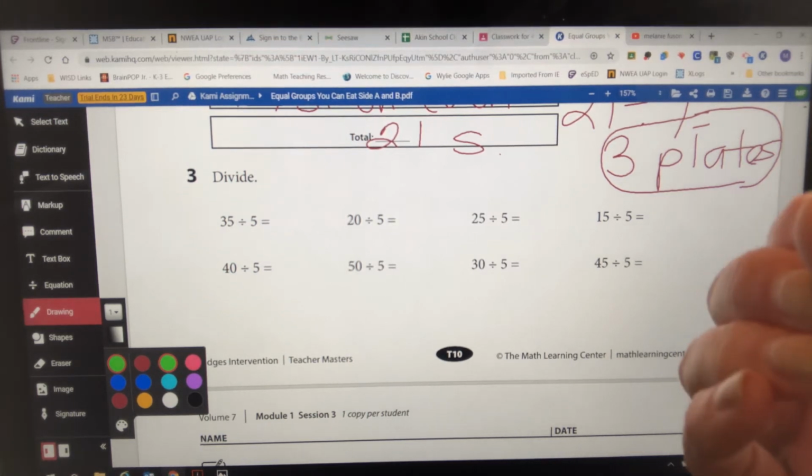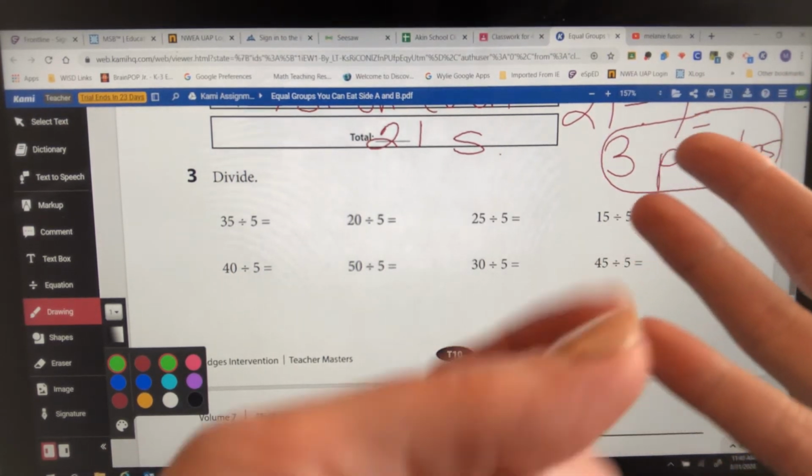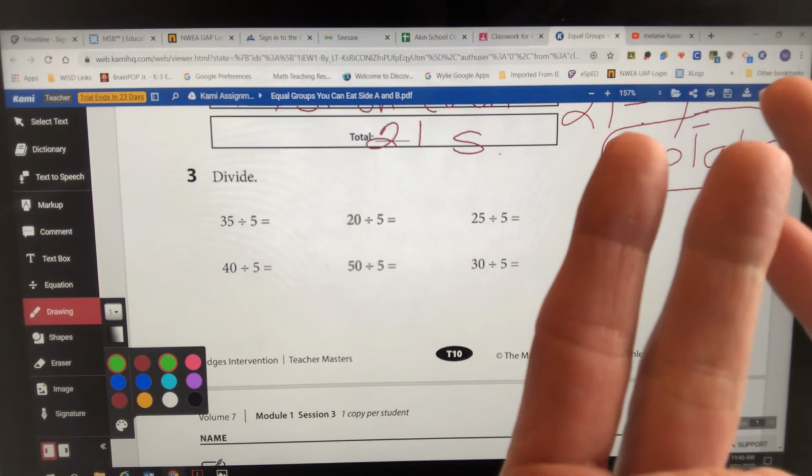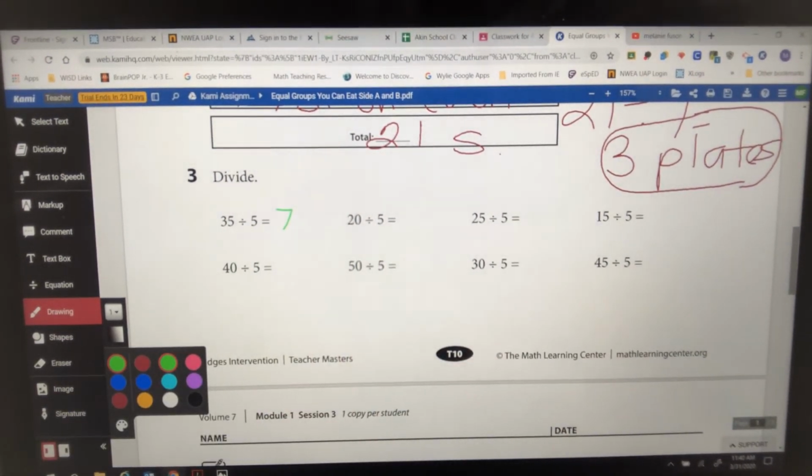So let's do that together. 5, 10, 15, 20, 25, 30, 35. It took me 7 times, so 7 is my answer. That wasn't so bad, was it?